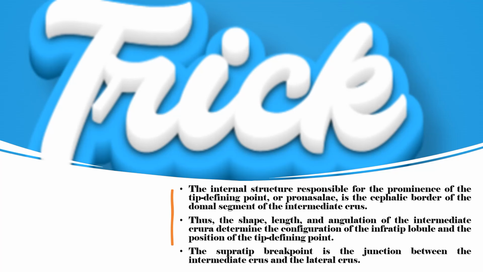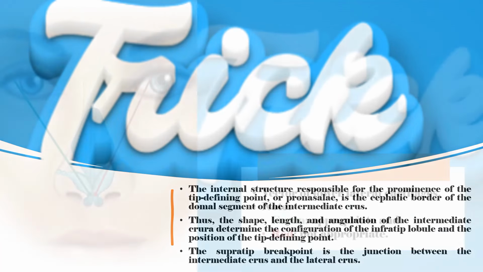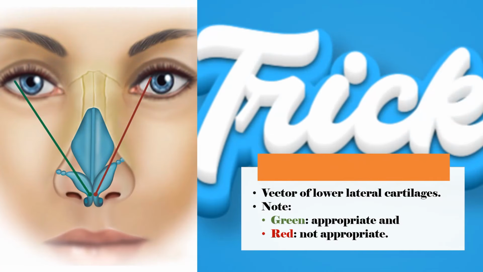Thus, the shape, length, and angulation of the intermediate crura determine the configuration of the infratip lobule and the position of the tip defining point. The supratip breakpoint is the junction between the intermediate crus and the lateral crus. Vector of lower lateral cartilages. Note: green, appropriate, and red, not appropriate.